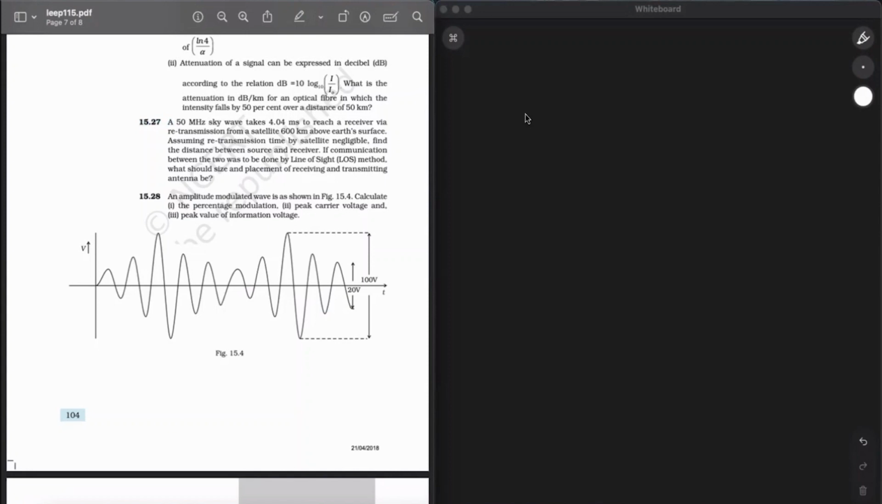So what happens in this is, let the receiver be... I'll draw a diagram for you first.